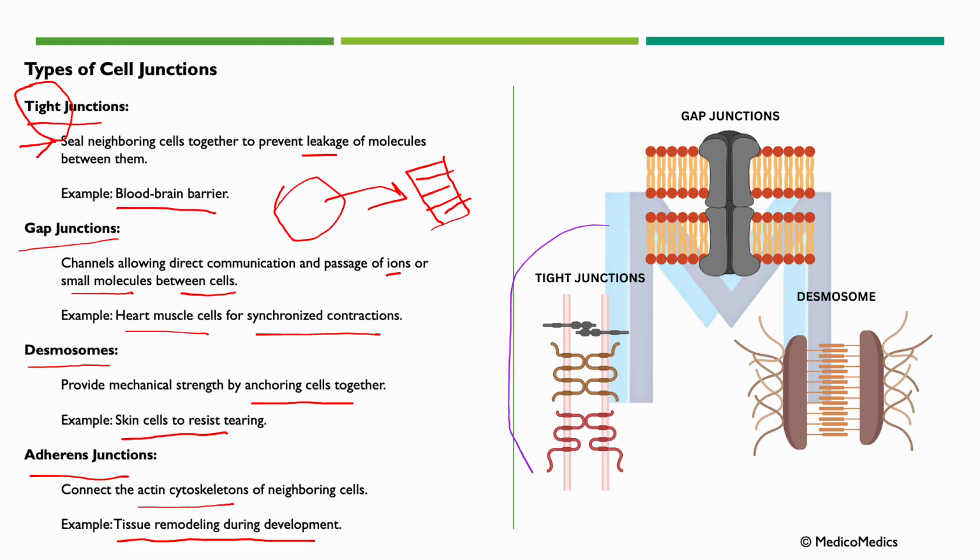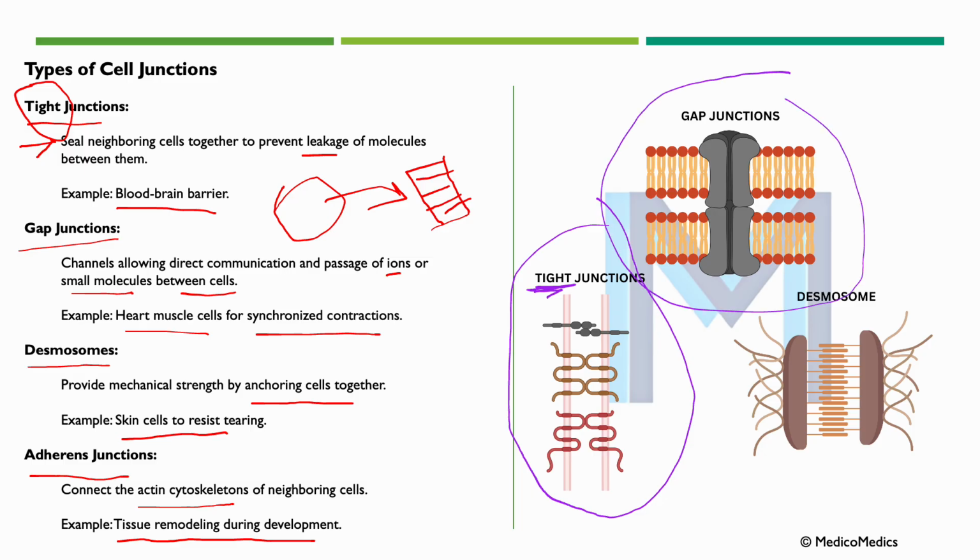So here you have an illustration of tight junctions. To remember it, just remember the word tight. Another one is gap junctions. And then we have the desmosome.